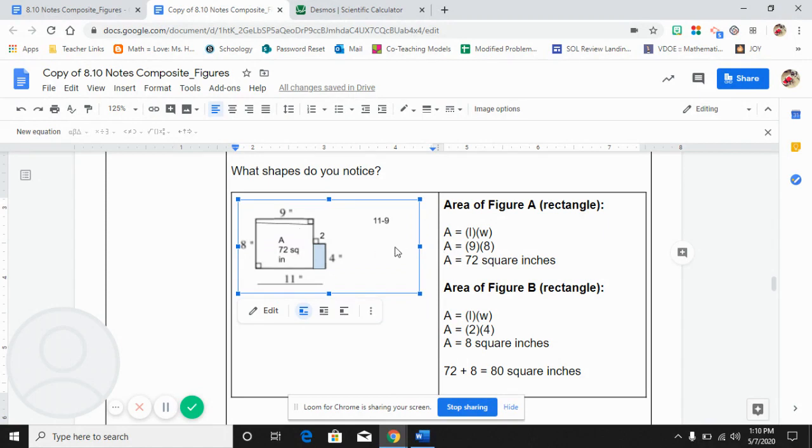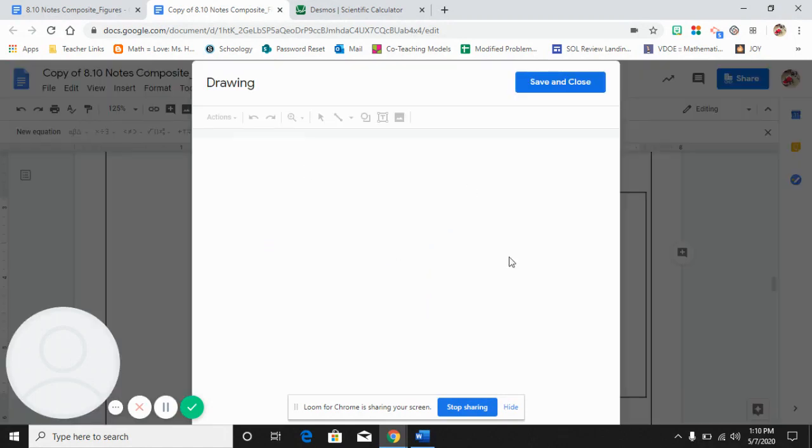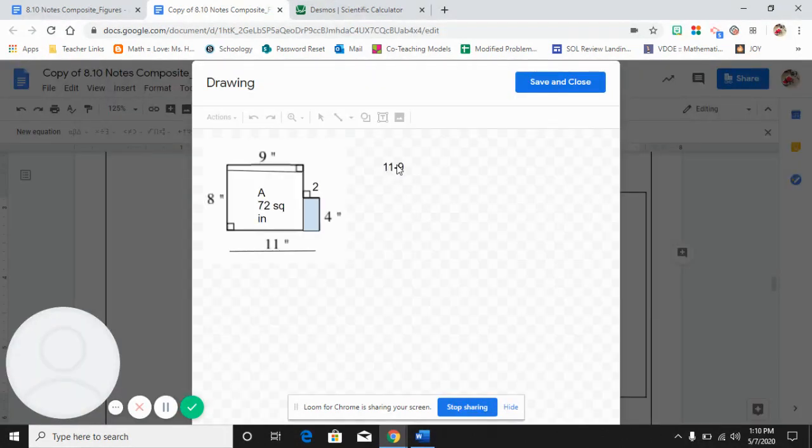And if you want to see it just in the figure itself, let's do this. So remember, the area of figure B we found was actually just 8 square inches. So together, 72 plus 8 gives us a total of 80 square inches.